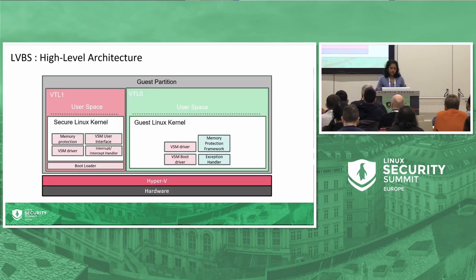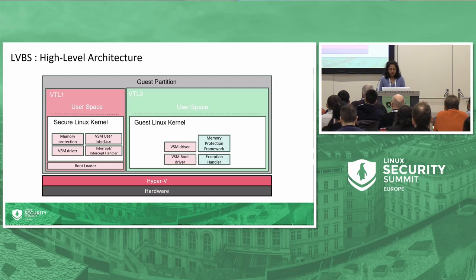So that brings us to the high-level software architecture of LVBS. Again, there is bare metal, Hyper-V runs on top of the hardware, and this is a view of a guest partition that Hyper-V has established. The partition is divided into two, VTL0 and VTL1, and we have a secure OS running in VTL1. In our case for LVBS, the secure OS is a minimal Linux kernel. Why a minimal Linux kernel is a discussion for another day. It's a full talk in itself, so I will not get into that here. But what runs today is a minimal Linux kernel.